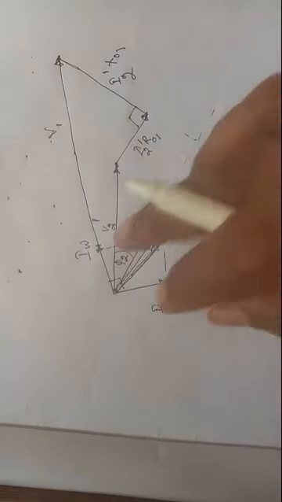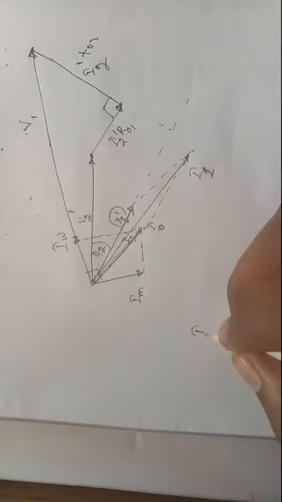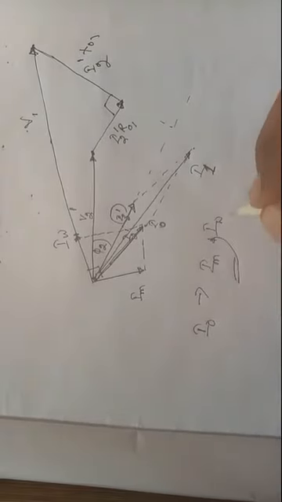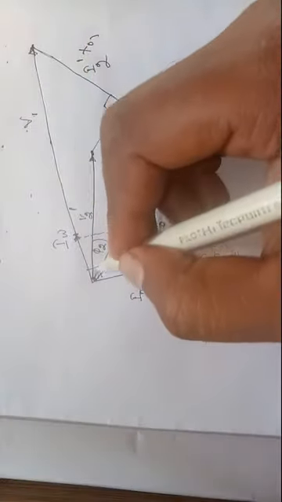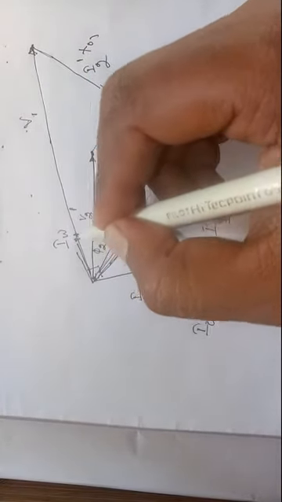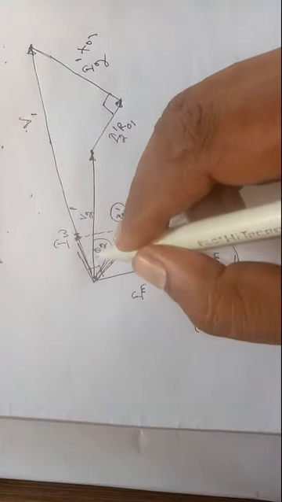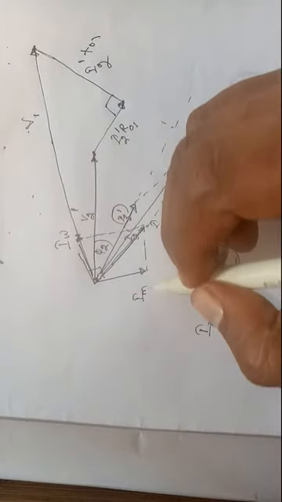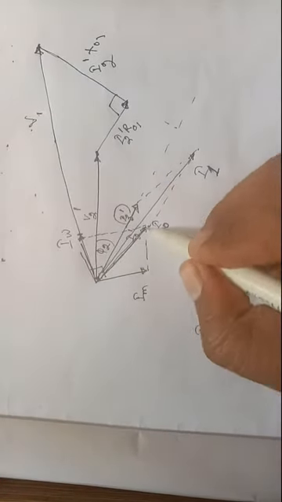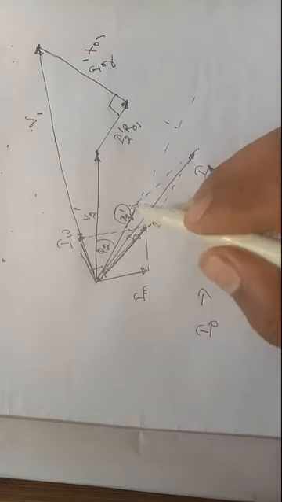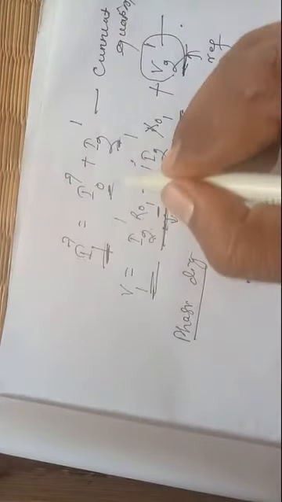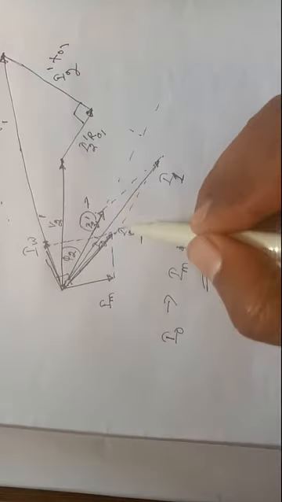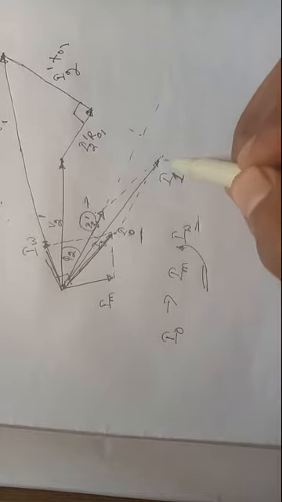Now this no load current I0 has two components: one is Im, another is IW. IW is in phase with voltage, so this one is the phasor of V1. In phase means in the same line. And Im lags V1 by an angle of 90 degrees. So the resultant of IW and Im is your I0. Again, the resultant of I0 and I2 dash: this one is your I0, this one is your I2 dash. The resultant of I0 and I2 dash is your I1.